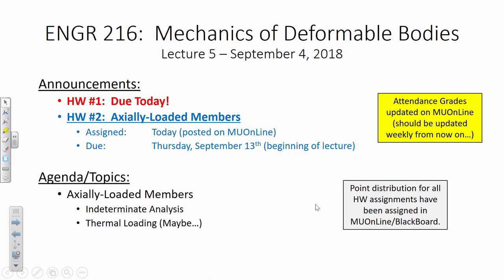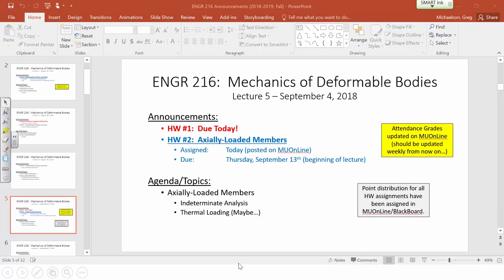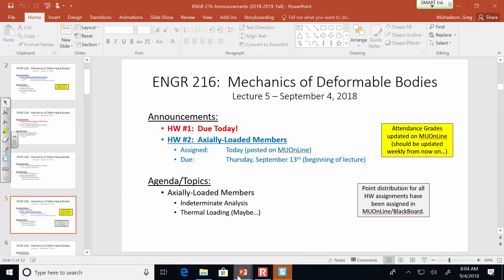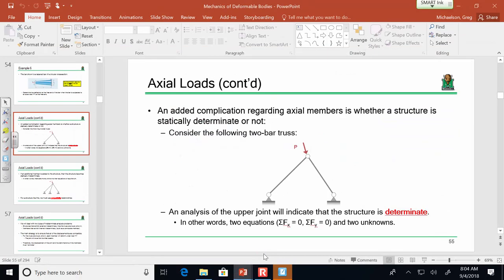All right, so today I want to continue our discussion of axially loaded members. Last time might have been a little math heavy, and it is what it is. It's the nature of the beast with that first lecture. But this one, I think you're going to see a little more reality in the situation. It's a little more grounded, and I think the analysis gets more interesting today because we're going to start to talk about indeterminate analysis. We might touch on thermal loading. It just depends on how we do with time. Okay, let's load this up.